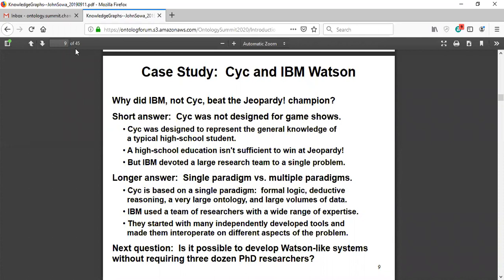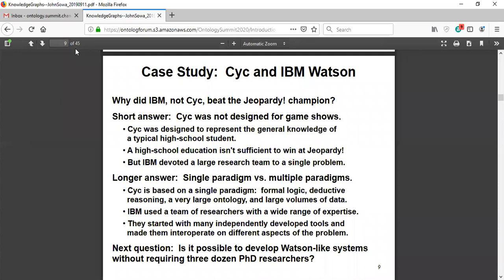And what IBM did was to devote a large research team to a single problem. Now, the longer answer that I would give is that PSYCH was based on a single paradigm: formal logic, deductive reasoning, a very large ontology, and large volumes of data. That's very useful for a lot of projects.